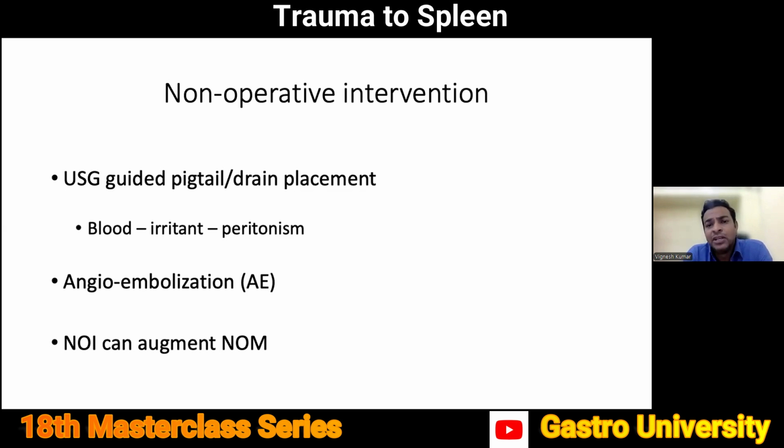So why we place a drain or a pigtail is that sometimes blood acts as an irritant and can cause signs of peritonism. It may not be frank peritonitis. The patient may have no signs of tachycardia, no signs of hypotension, good urinary output, but still there may be abdominal signs which tend to favor peritonitis or peritonism. Only at that point of time can one contemplate putting in a drain or a pigtail.